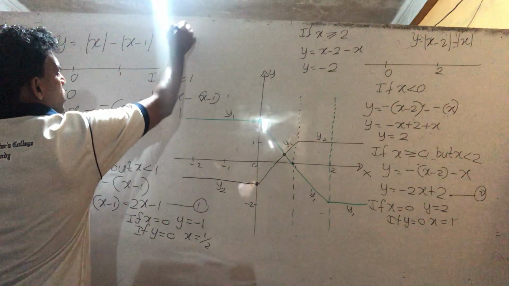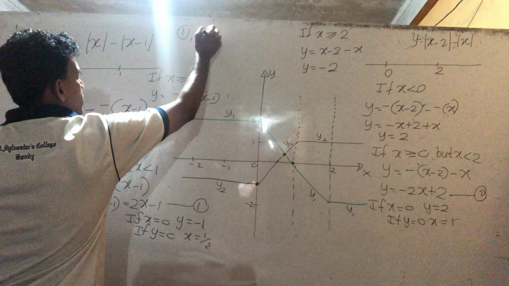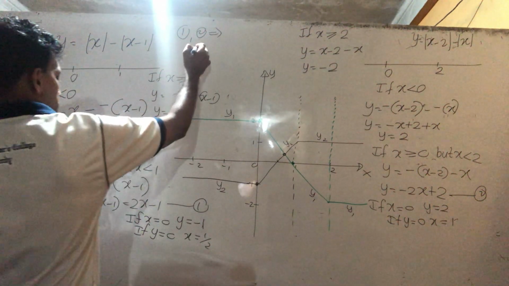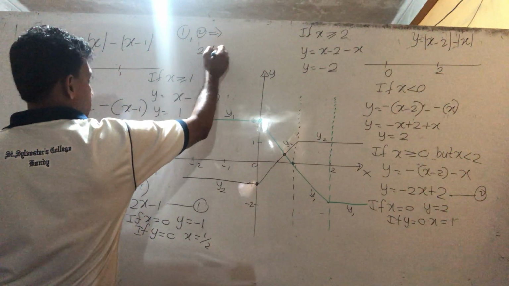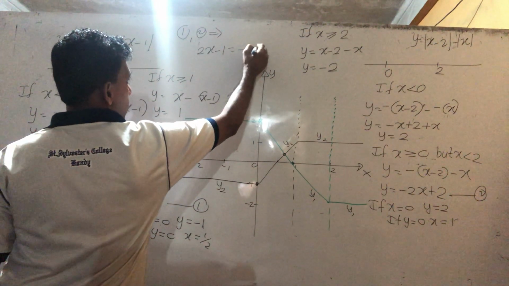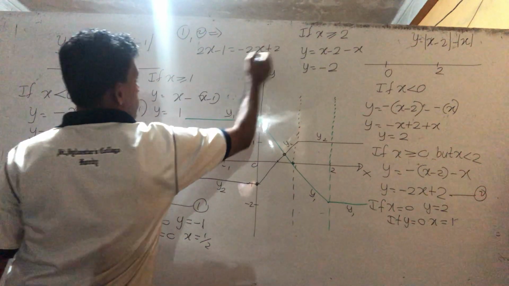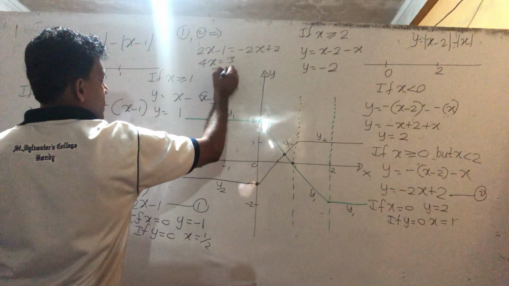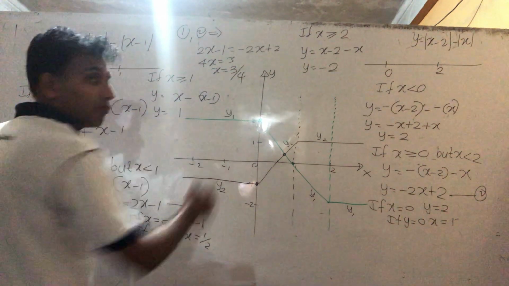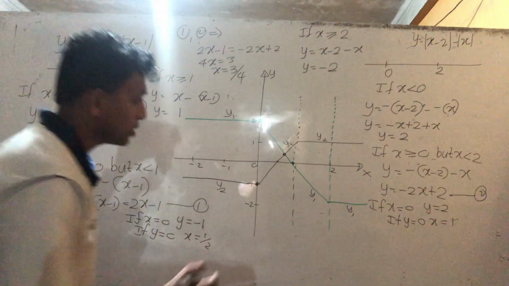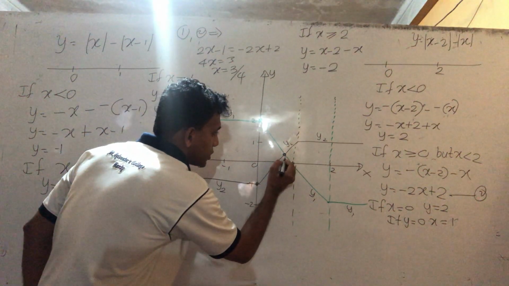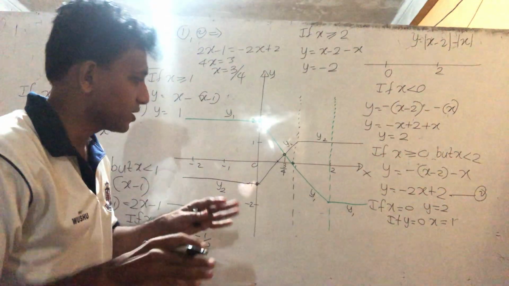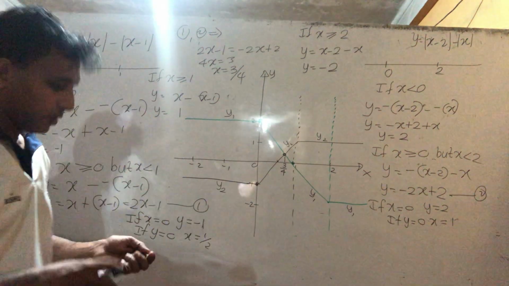So what is 1 and 2? You can equate the both. Both are y equal, so equate them. That is 2x minus 1 equal to minus 2x plus 2. So 4x equal to 3, therefore x equal to 3 over 4, right? We need the x boundaries usually as the range of x. Okay. Now I got the problem.